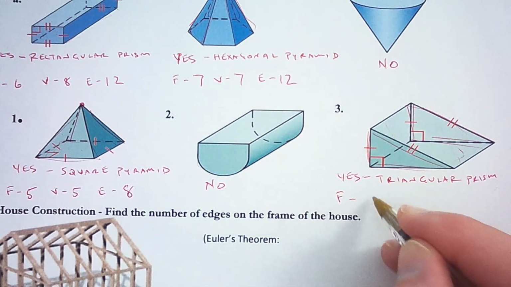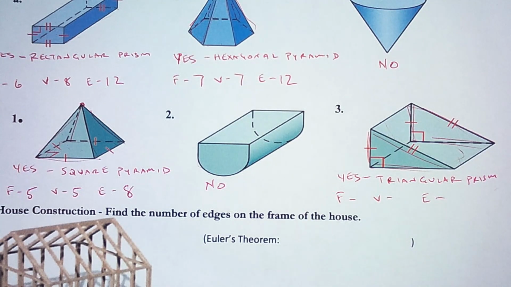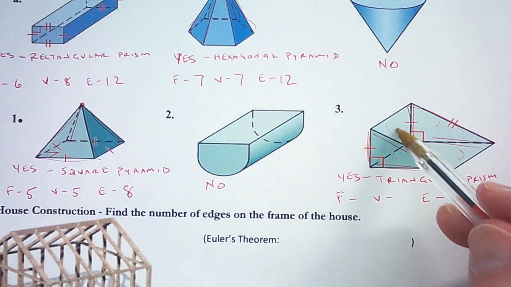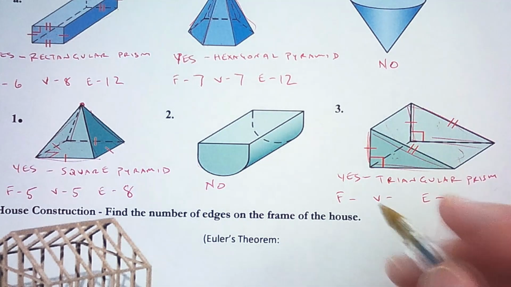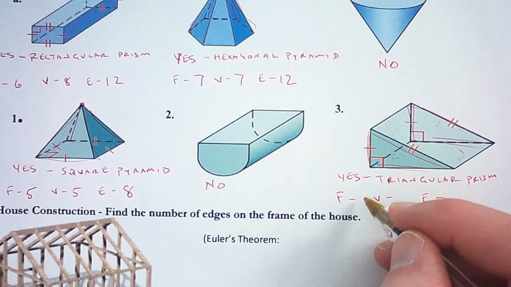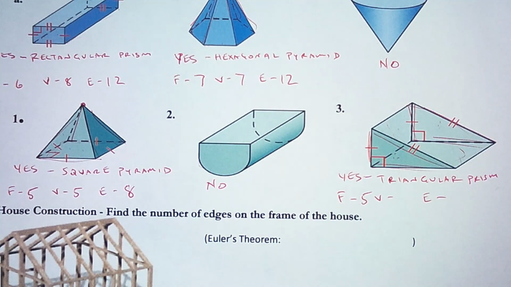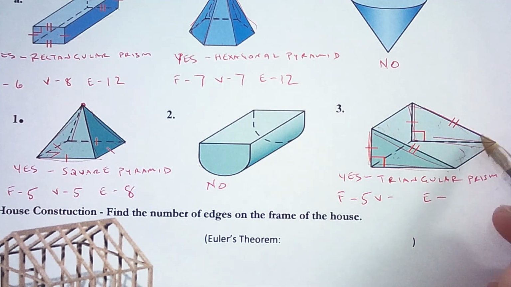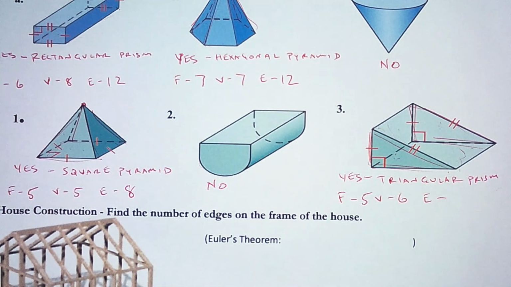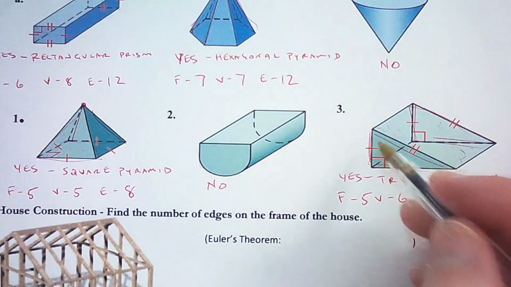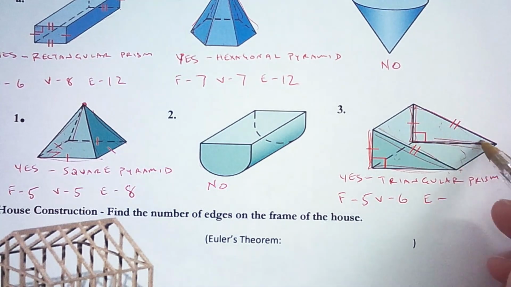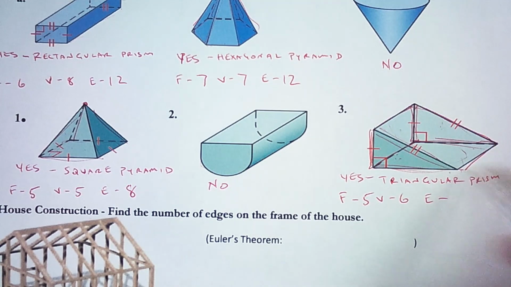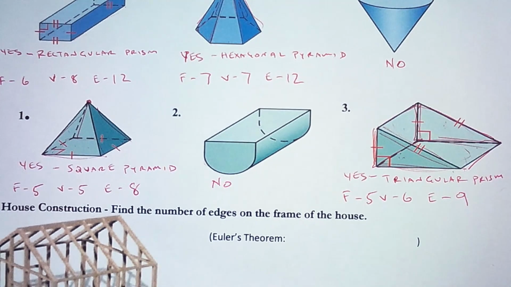Okay, so then we will count the number of faces, vertices, and edges. It's got 2 triangles for faces, then it's got 3 rectangles wrapping around them for a total of 5 faces. For vertices, it's got 3 vertices around this base and 3 vertices around this base for a total of 6 vertices. Then edges, it's got 3 edges around this base and 3 edges around this base. That's 6, 7, 8, and 9 edges.